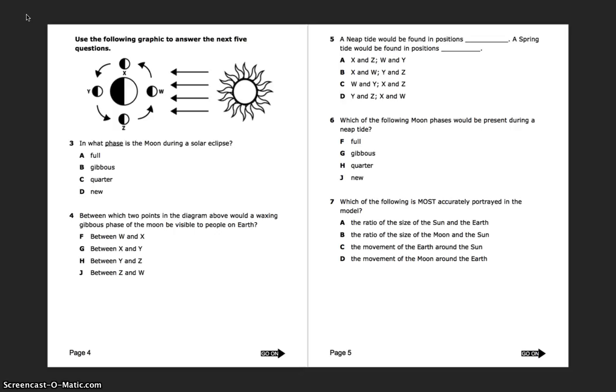Number 6. Which of the following moon phases would be present during a neap tide? F. Full. G. Gibbous. H. Quarter. J. New. Number 7. Which of the following is most accurately portrayed in the model? A. The ratio of the size of the sun and the Earth. B. The ratio of the size of the moon and the sun. C. The movement of the Earth around the sun. D. The movement of the moon around the Earth.